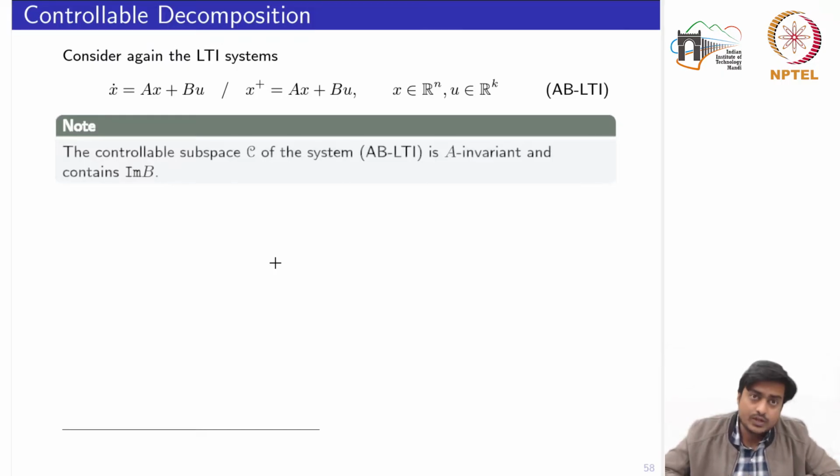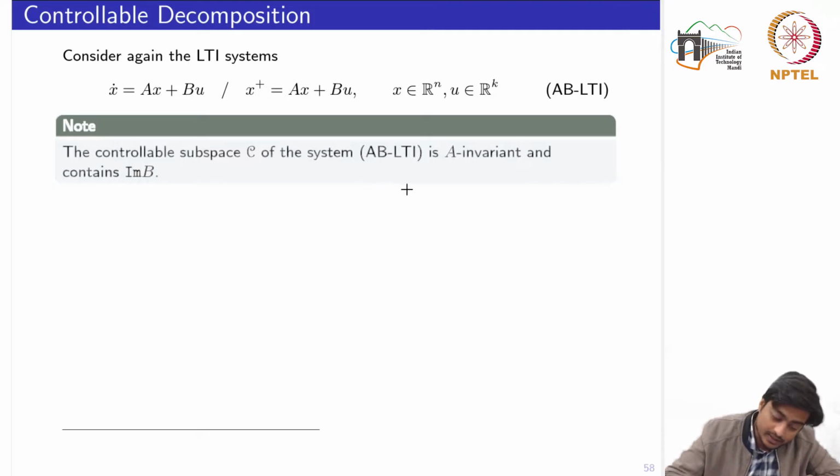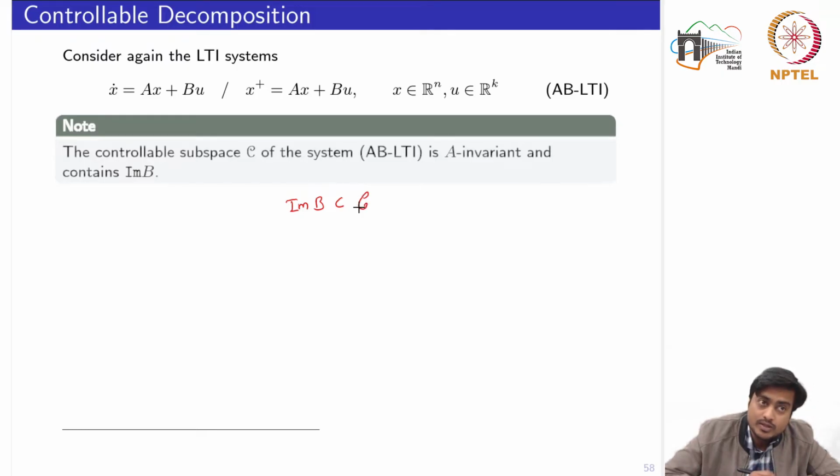Now coming on to the controllable decomposition part. So consider again the LTI systems. Note that the controllable subspace C, this is mathcal C, of the LTI system (A, B) is A-invariant, and contains the image of B. Okay, what does it mean? Try to visualize this: the image of B is in fact a subset of this controllable subspace.